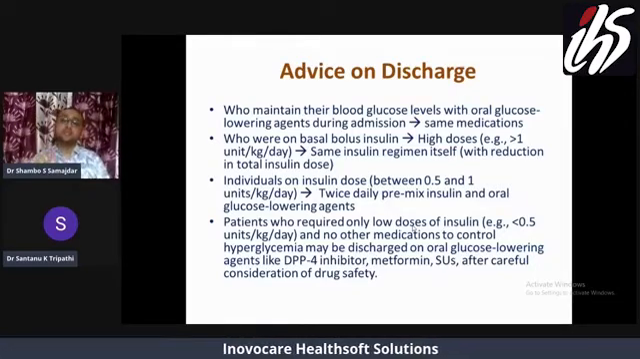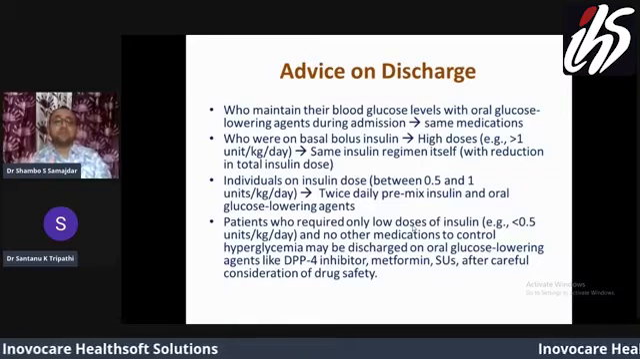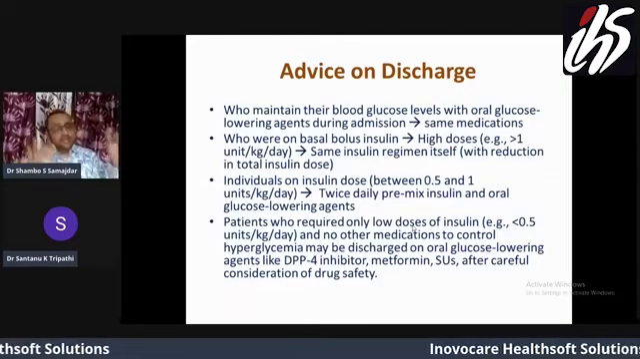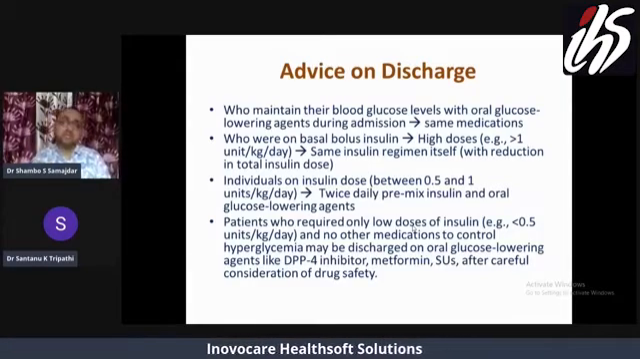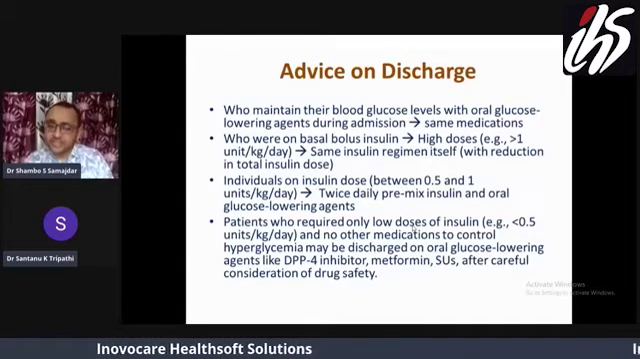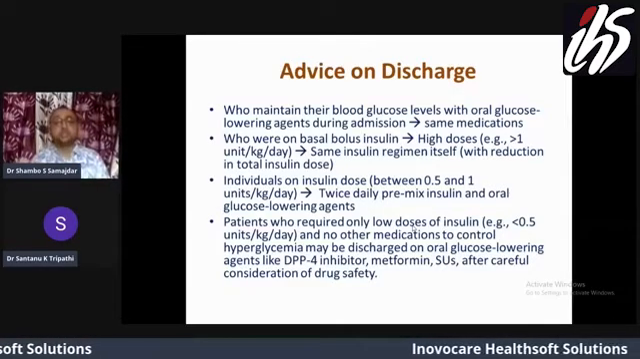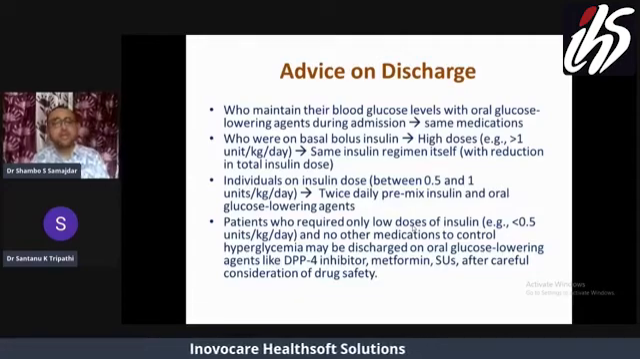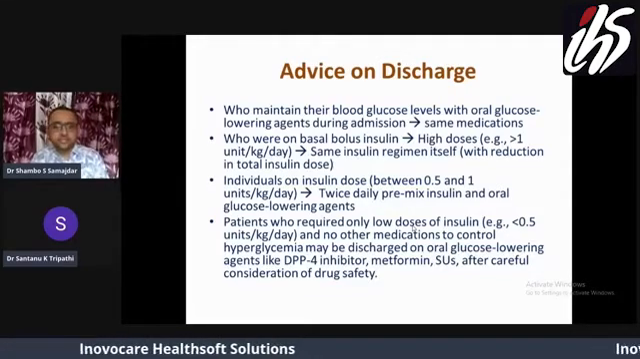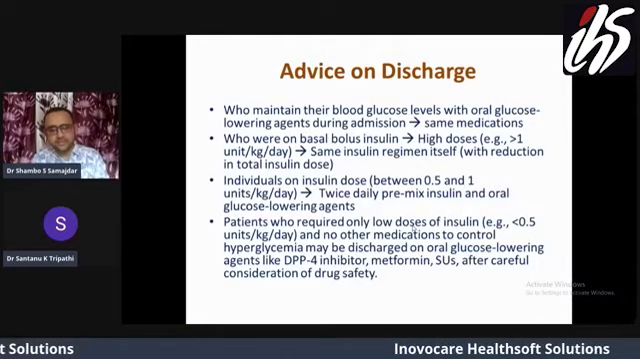But for individuals on a moderate insulin dose, that means 0.5 to 1 unit per kg per day, we can prescribe them twice daily premix insulin and oral glucose lowering agents along with that. Patients who required only low dose insulin, low dose means here less than 0.5 unit per kg per day, and there is no other medication to control that particular hyperglycemia.